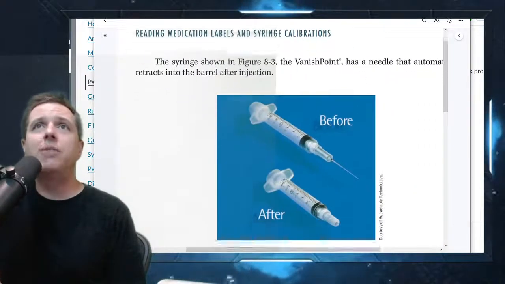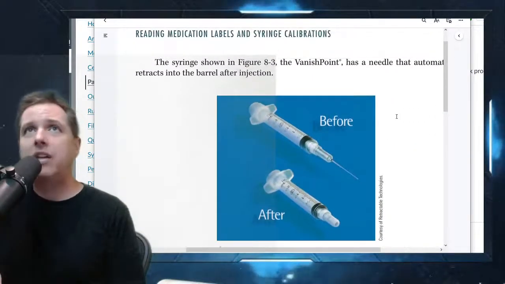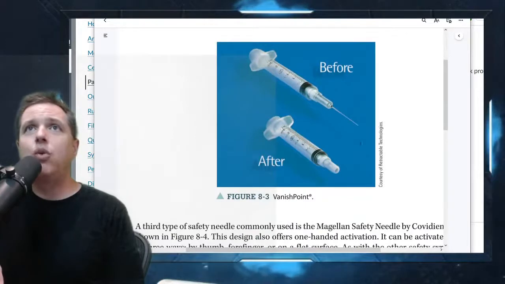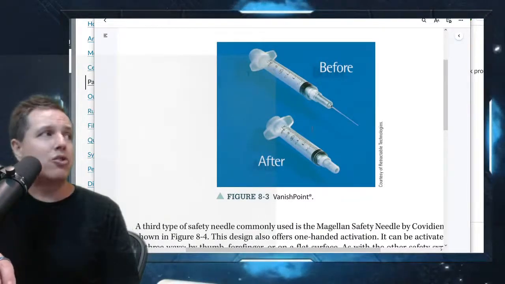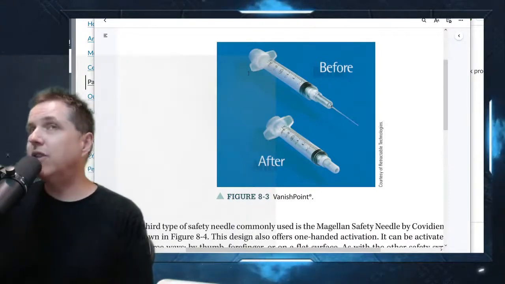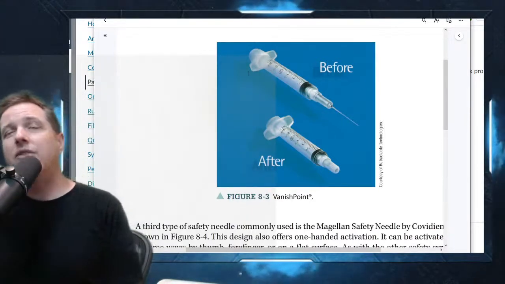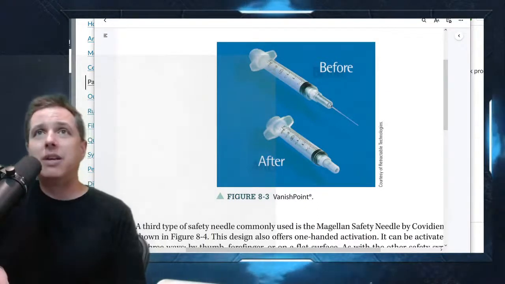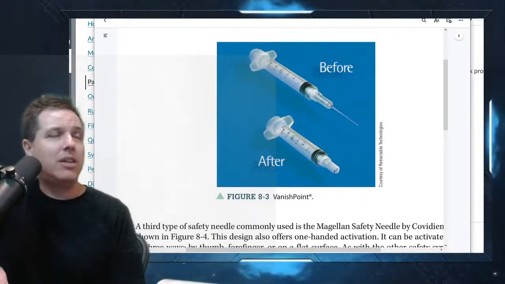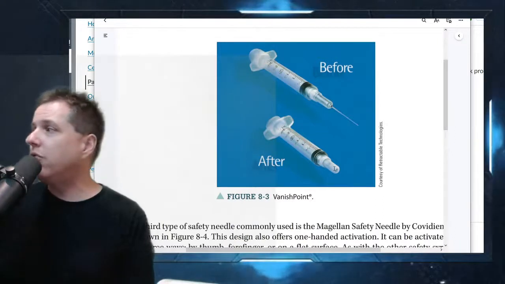There's also this type of safety syringe. It's called the vanish point, which basically once it has administered its medicine, the needle automatically retracts inside. And obviously if the needle is retracted inside of the syringe, then you're not likely to poke yourself, because look at this big round plastic piece right here. You're not going to puncture yourself with that.